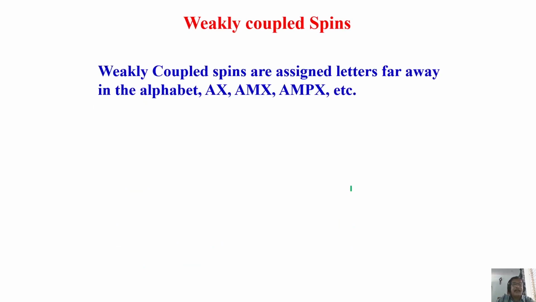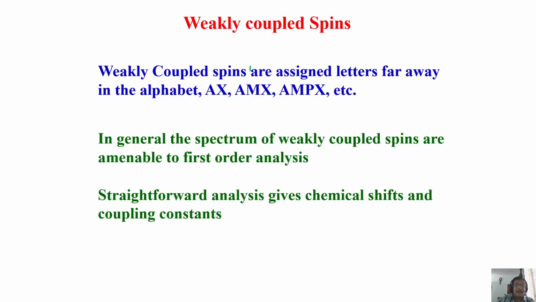This is a simple thing. Of course, we will go more into that. There is a lot more to understand. Now we will see here. Weakly coupled spins are assigned letters like AX, AMX, AMPX, etc. In general, spectra of weakly coupled spins are amenable to first order analysis. This is the definition I told you.